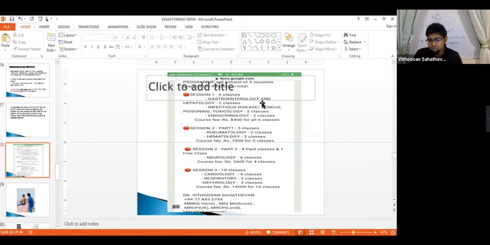These classes will be in 3 sessions: session 1, session 2, session 3. Session 1 is GI and hepatology, infection and endocrine. Session 2 part 1 is rheumatology, and part 2 is neurology. Session 3 is cardio, SP and F4. For the new students who want to join, it will be starting from next week.